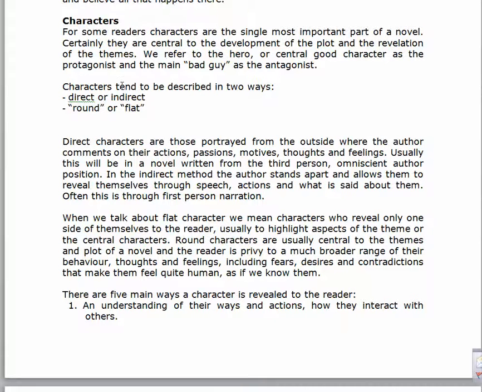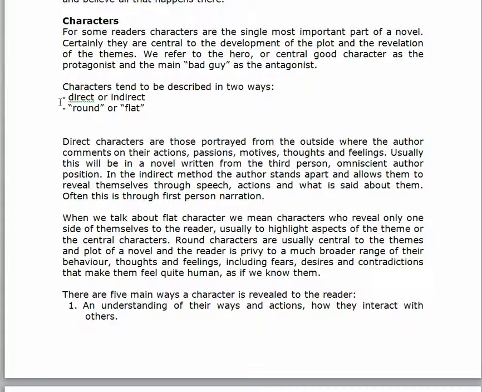This is interesting. People always go, what's a flat character? Some characters we only find out about because other people tell us about them, and we only see one side of them. Flat characters are people that we only know generally, and we know them because they have some effect on the setting or on the plot or on the main character, on the protagonist. Then we have round characters, and round characters are central. When you have round characters in your novels, we know them as people.